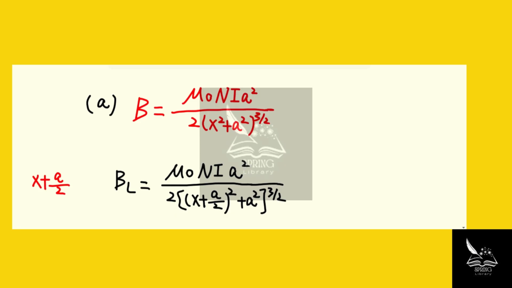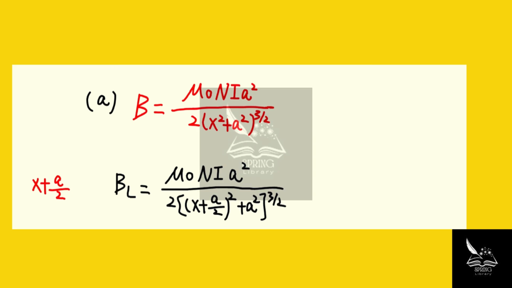Okay, so we know magnetic field B can be equal to mu 0 times n times I A squared over 2 times x squared plus a squared to the power of 3 over 2. Mu 0 is the permeability constant. N is the number of turns in each coil. I is the current in the wire, and A is the distance between two coils.